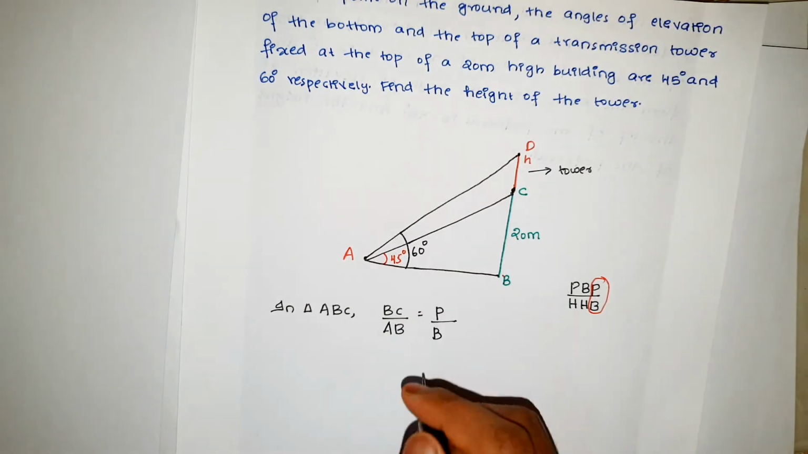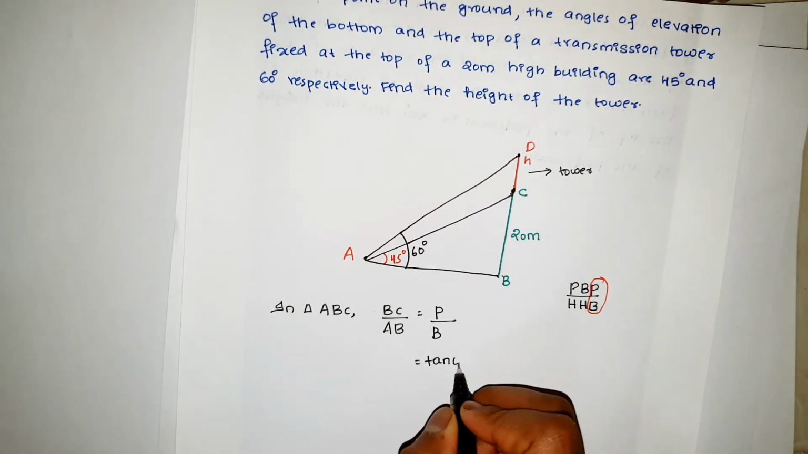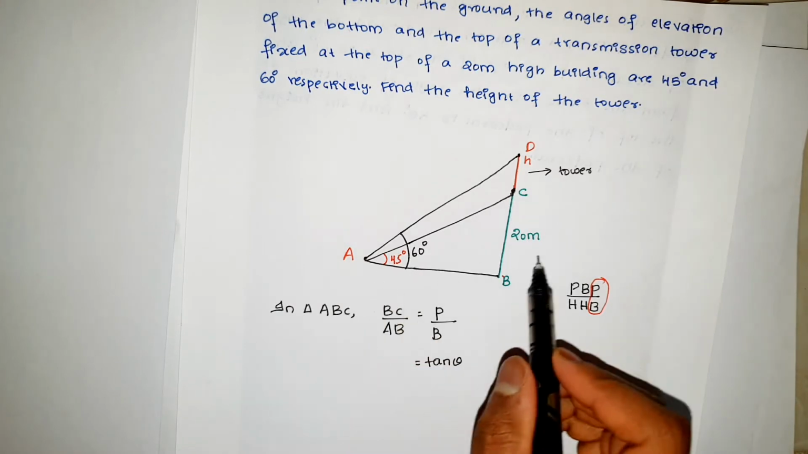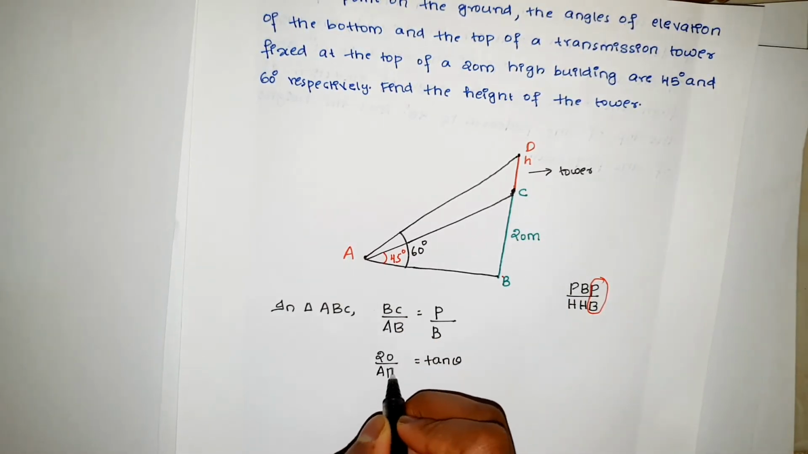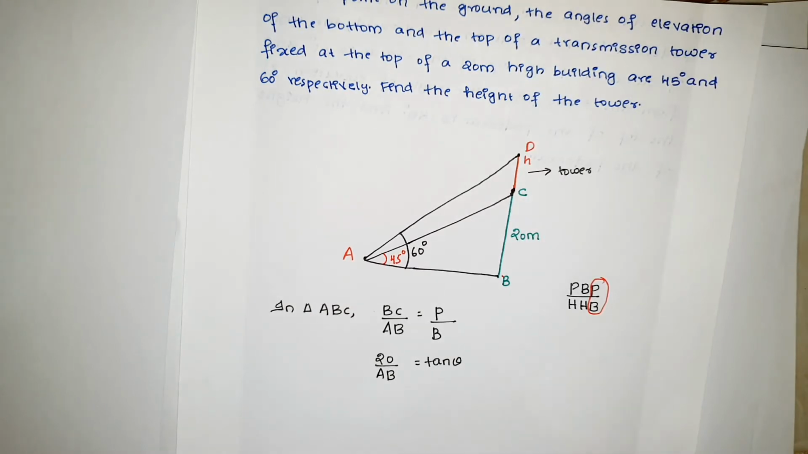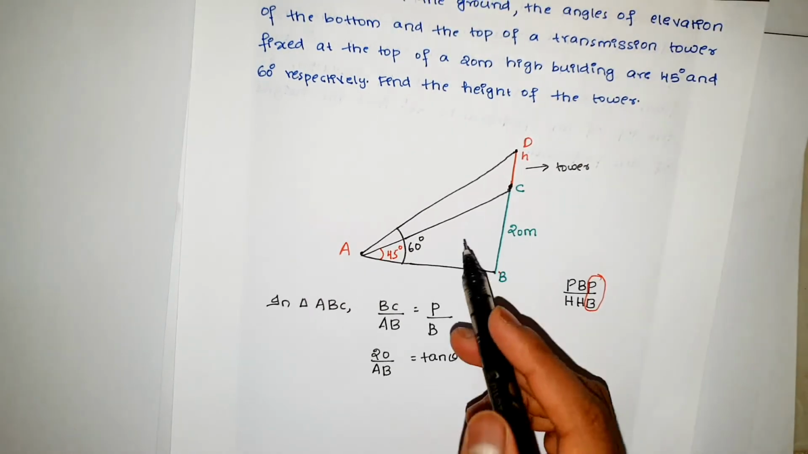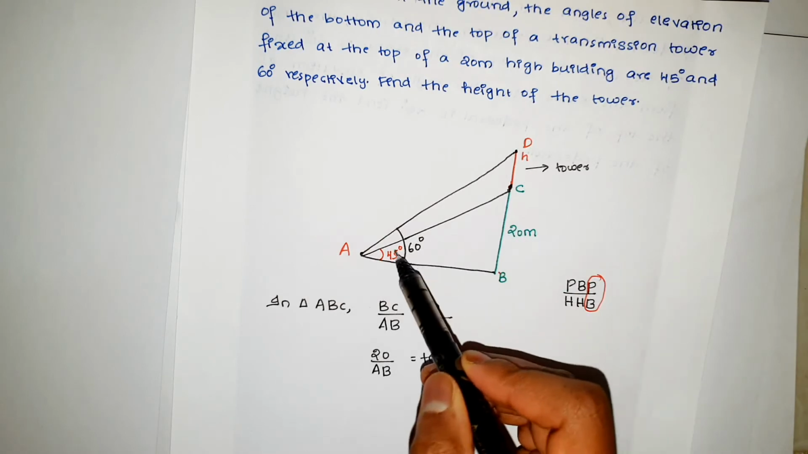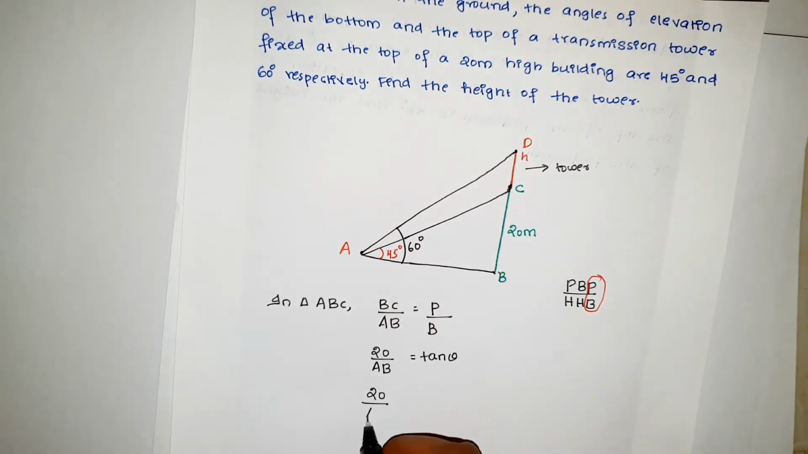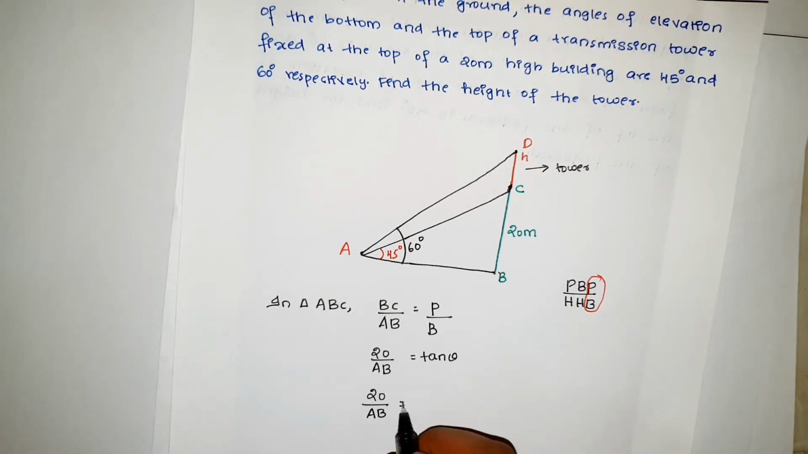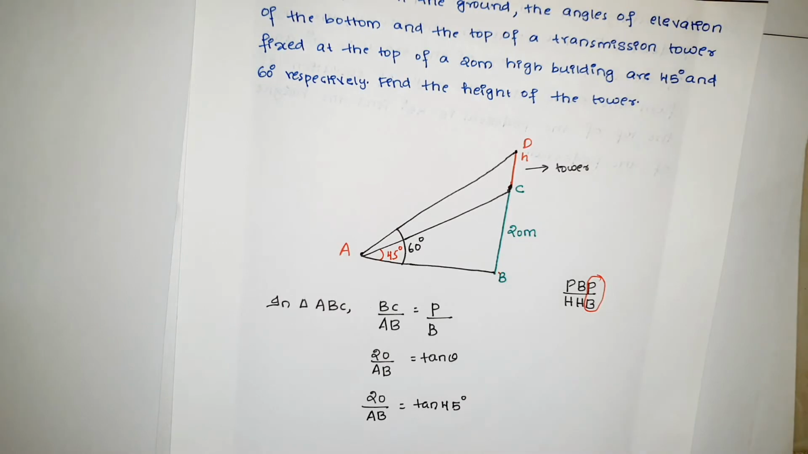Okay, so that is equal to tan theta. And we have BC. BC is 20 by AB. The value of theta is, here this is a triangle, so this is our triangle, so the value of theta is 45 degree. So 20 by AB is equal to tan 45 degree.